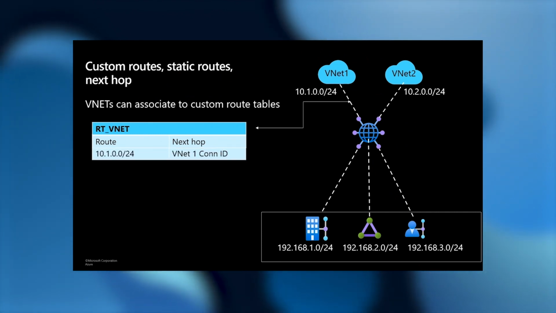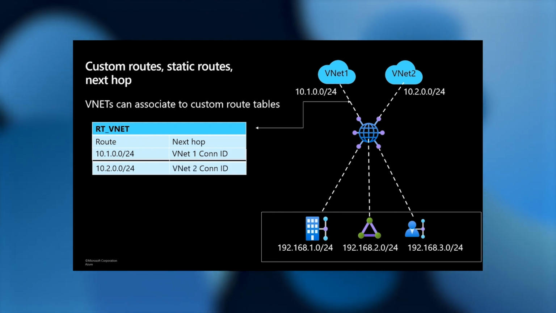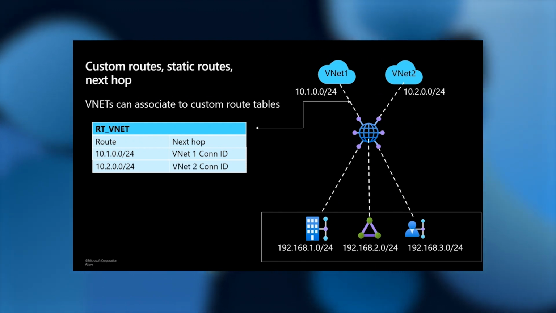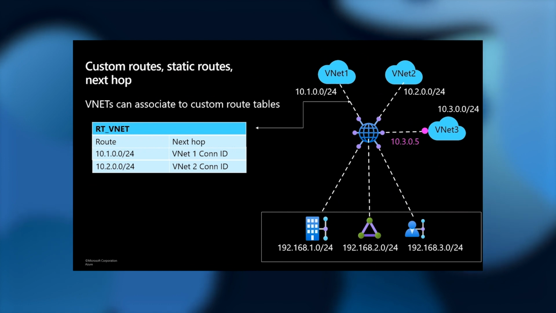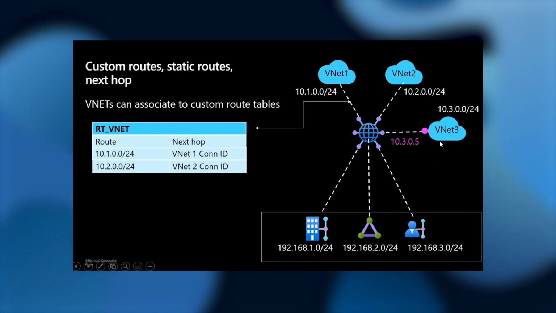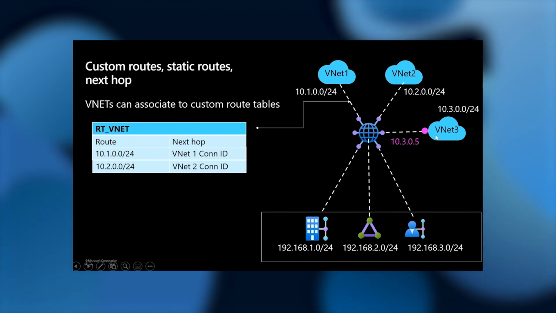VNet 1 is associated to it, and it also propagates its route to it. So the route gets into the route table dynamically. And let's just say that VNet 2 also propagates to it. Now what this means is both these VNets have propagated the routes into this route table. And for this example, let's assume that the VNets, in order to get to these branches, need to be able to get through a virtual appliance, which is sitting in a third leg. It's sitting inside this VNet 3.